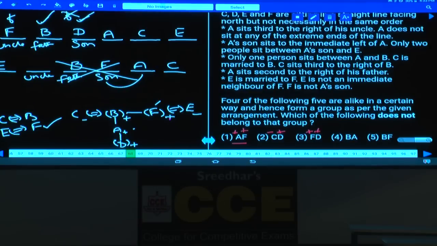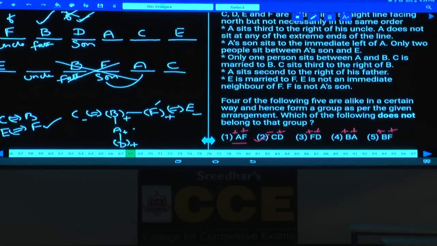And in choice 4, A and B. B is male, A is also a male. And in choice 5, B and F. B is male and F is male. Then what is your answer here? Choice 2, except choice 2. In the remaining pairs, both the persons are males, and in choice 2 there is 1 male and a female. Hence choice 2 is the odd one.